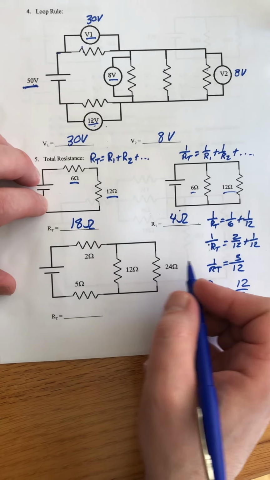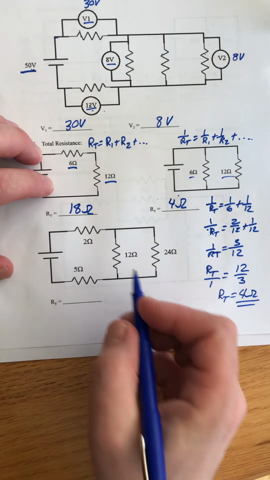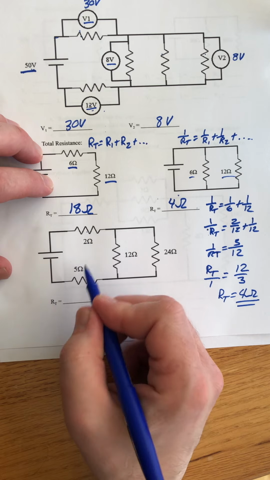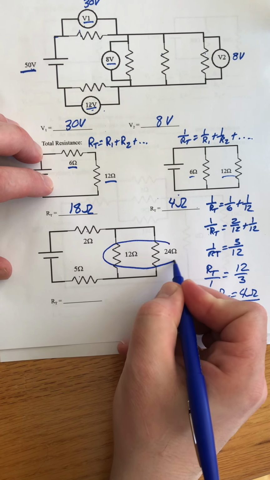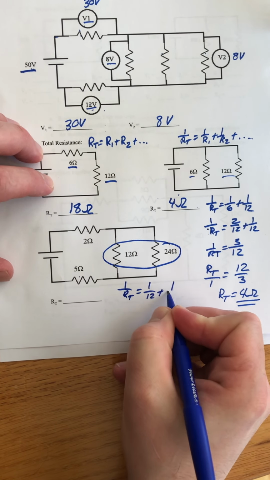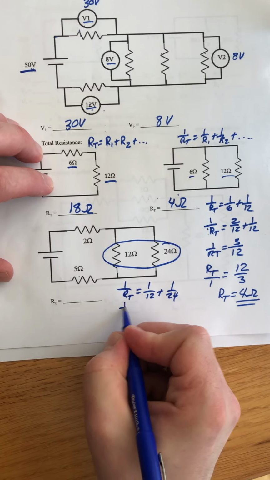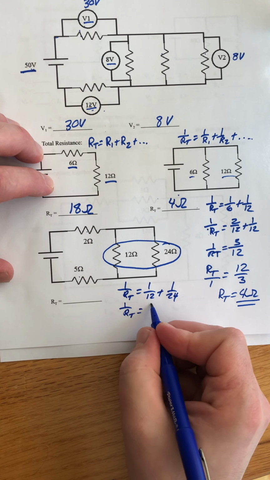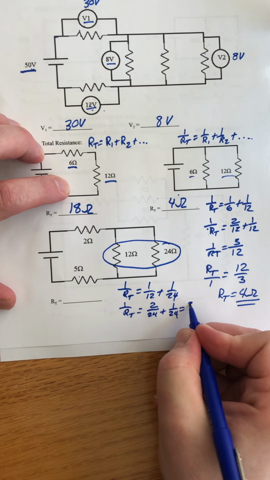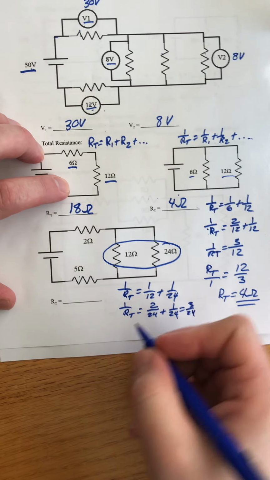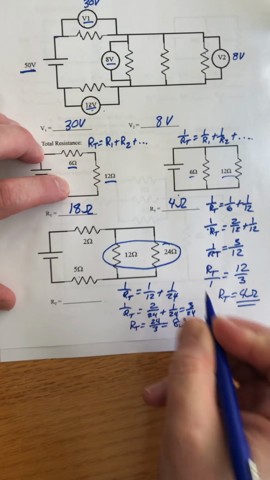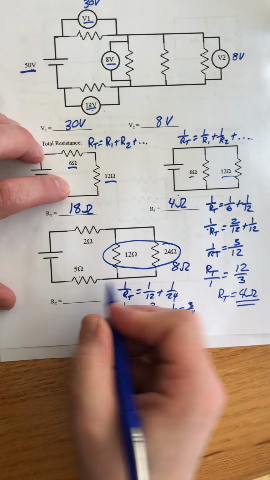Okay. This one's a little bit challenging in that we have a combination. These two are in parallel with each other, but together they're in series with this and this. So the total resistance of these two, we go like this: 1 over RT is equal to 1 over 12 plus 1 over 24. We have 1 over RT is going to be equal to 2 over 24 plus 1 over 24. And that's going to be 3 over 24. When we flip everything, RT is going to be equal to 24 over 3, which is going to be 8 ohms. So all of this acts like an 8 ohm resistor.